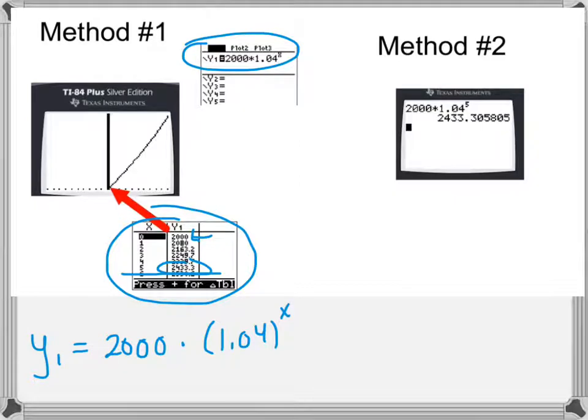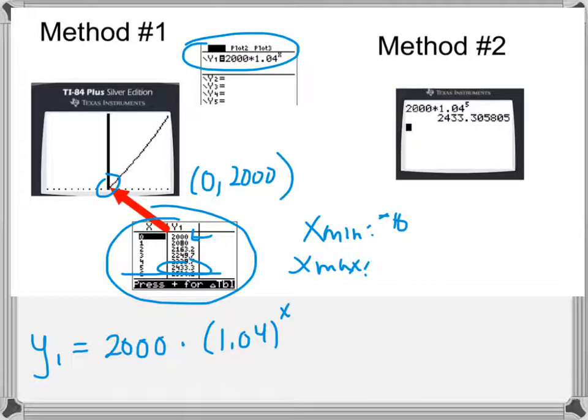Now you can see that I had to zoom in a lot with my calculator because the y-intercept here is 2,000. So this is the point (0, 2,000). So I had to do that. My x min was negative 10. My x max was positive 10. My y min was 2,000. And I think my y max, I put it up to 3,000. That was in the window of my calculator.